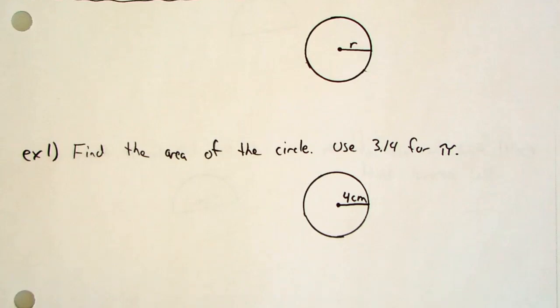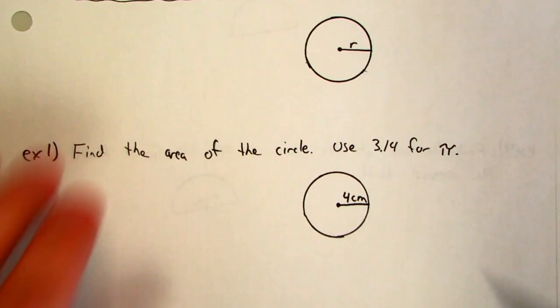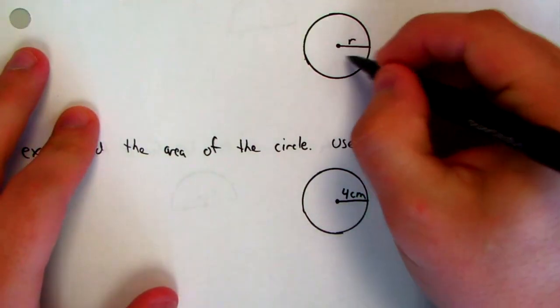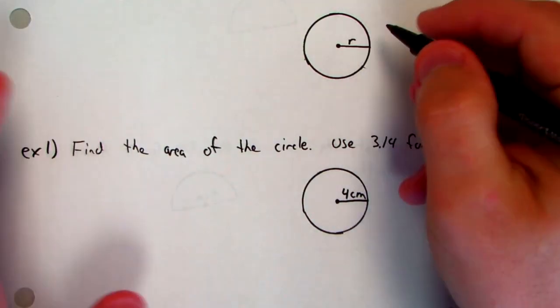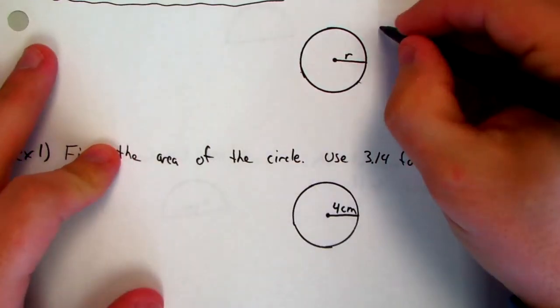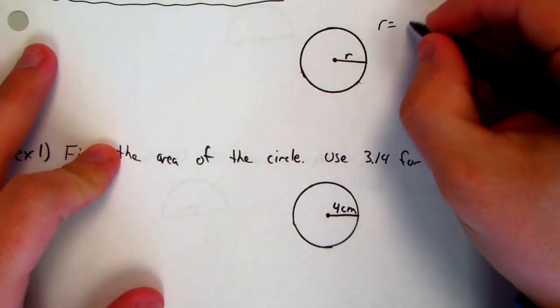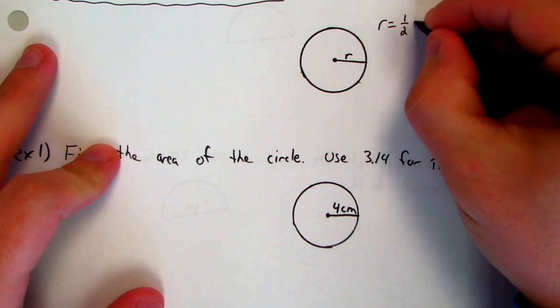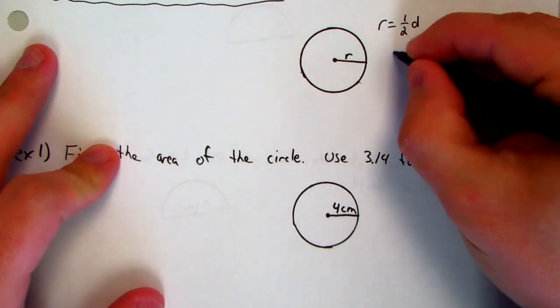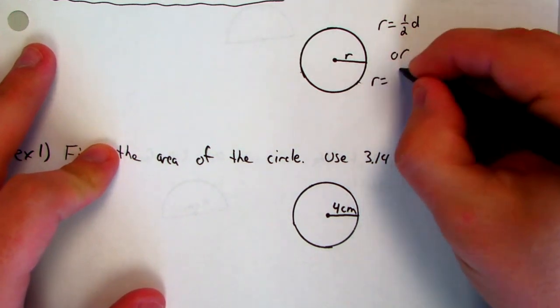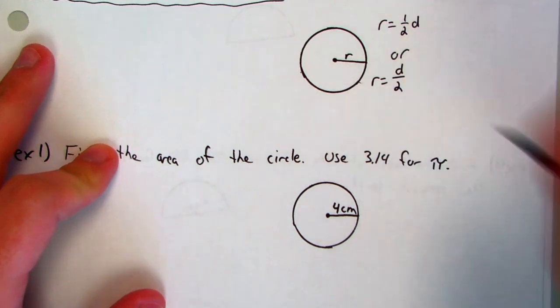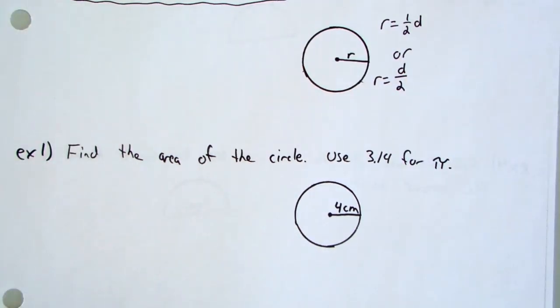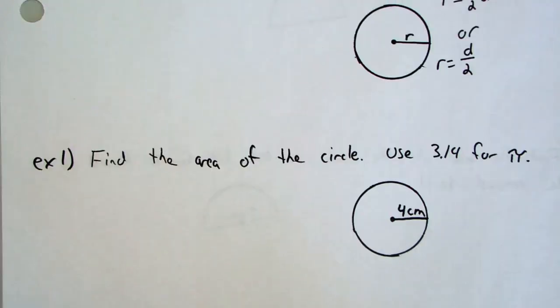All right, so today we're going to be talking about Chapter 8, Lesson 2. This is all about the area of circles. So when we have a circle here, we want to make sure that we have the radius. If we don't have the radius, we need to find it. If you recall from yesterday, the radius is 1/2 the diameter, or we can say it's the diameter divided by 2. If you recall that from yesterday, or last lesson.